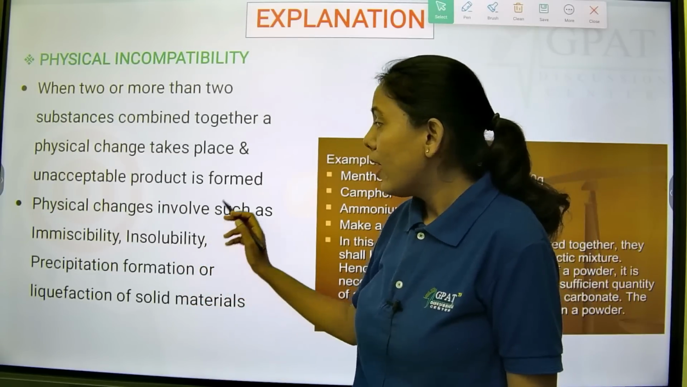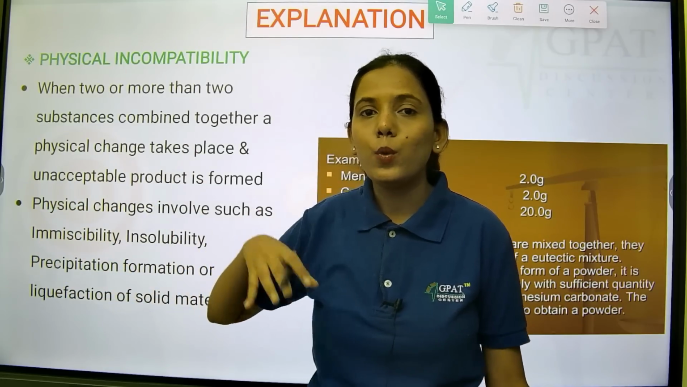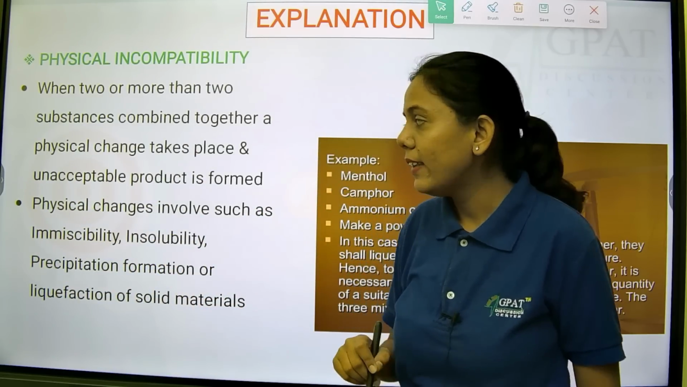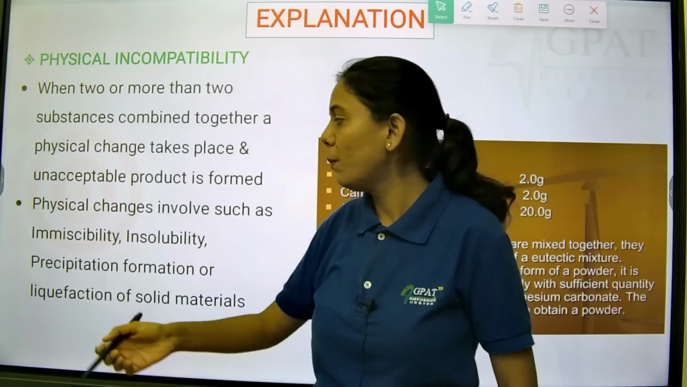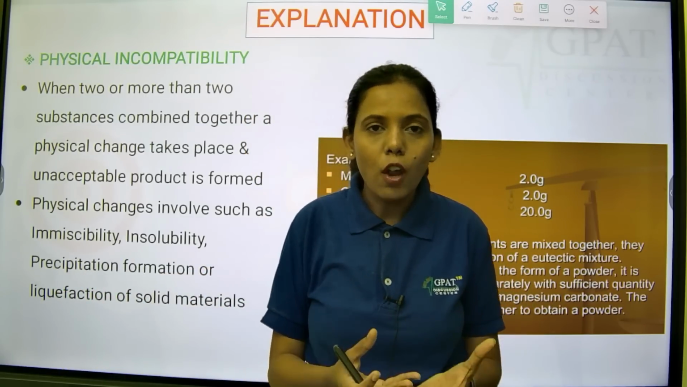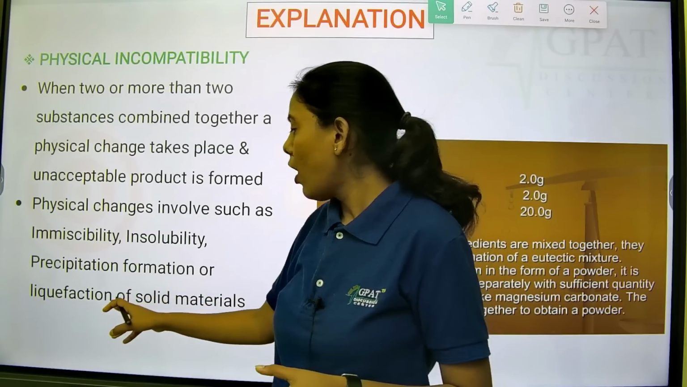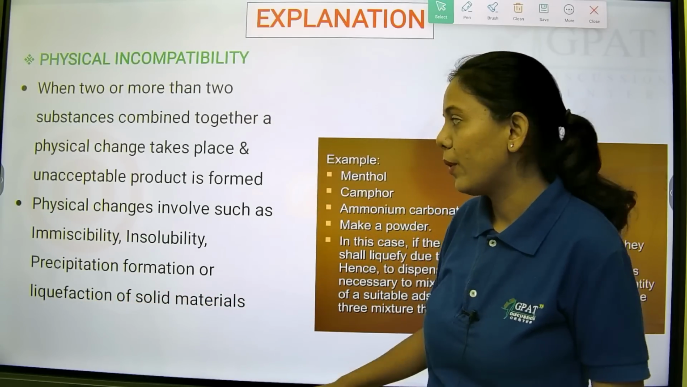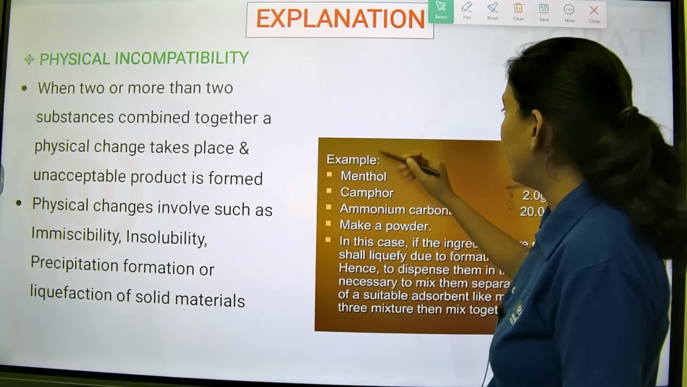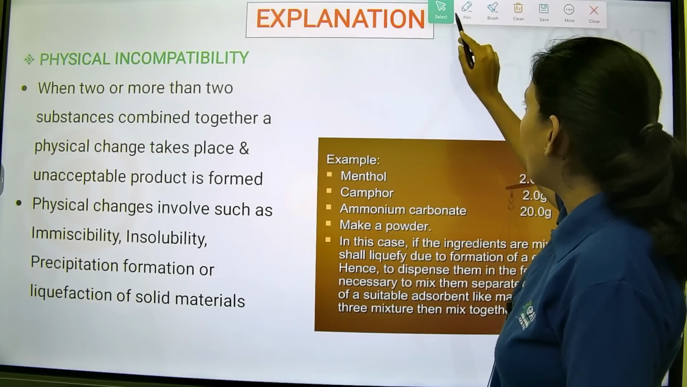So apart from this, it involves immiscibility, means when two substances are not miscible with each other. Insolubility, that means solid and liquid are not soluble. Precipitation means once the drug is dissolved, after a certain time it will start precipitating out, or liquefaction of solid material. So this comes under the physical type of incompatibility. Here menthol and camphor is given as the example.